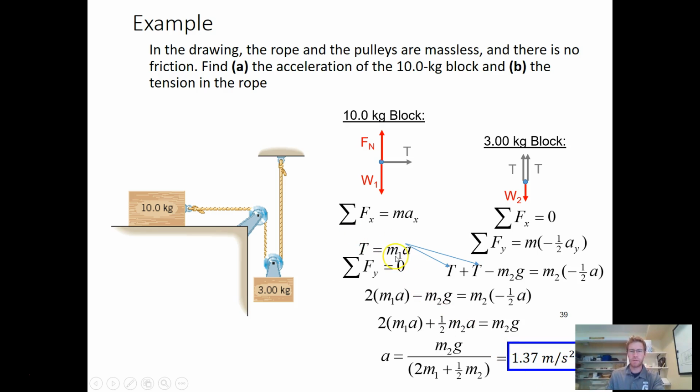Now we can take our equation for tension up here and substitute in the newfound acceleration. Tension equals m1 multiplied by acceleration. m1 is 10 kilograms. Our acceleration we found to be 1.37 meters per second squared. Plug and chug, and we find that the tension is a box-worthy 13.7 newtons. So, pretty good and tricky example problem here, huh?